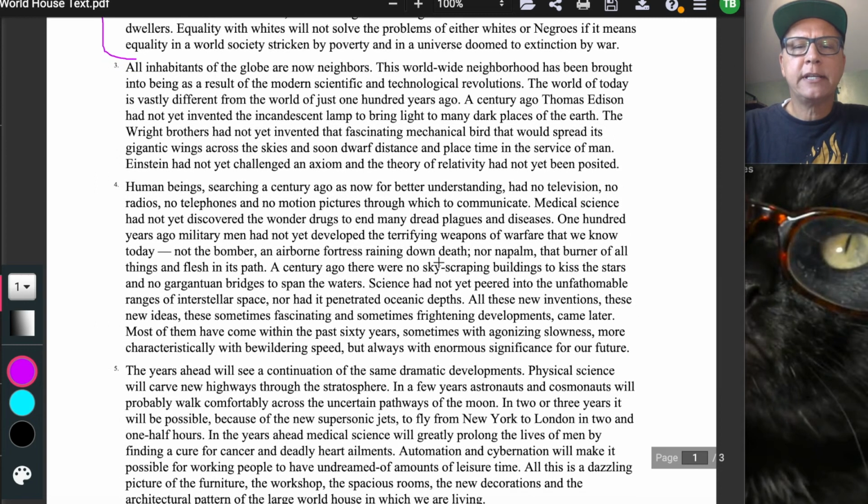Human beings, searching a century ago as now for better understanding, had no television, no radios, no telephones, no motion picture. So we're continuing on of this advancement, scientific, medical, technological advancement or breakthroughs that humanity has made over the last 100 years. Medical science had not yet discovered the wonder drugs to end many dread plagues and diseases. 100 years ago, military men had not developed the terrifying weapons of warfare that we now know today.